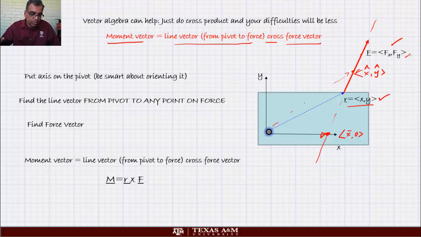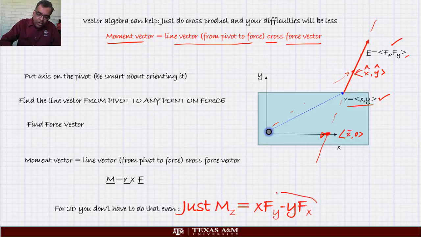All you have to do is do the cross product. M equals R cross F. But in 2D, it's even easier. All you have to do is this: x fy minus y fx. That's actually R cross F in 2D. x fy minus y fx, and the direction will be z, that is pointing out of the page. If you get this number to be positive, then it says counterclockwise rotation. If it is negative, it is clockwise rotation. That's all.